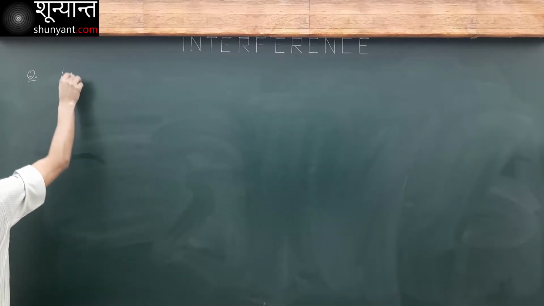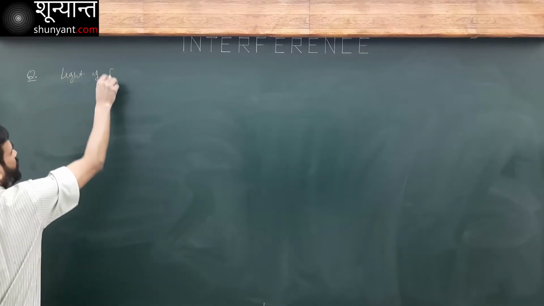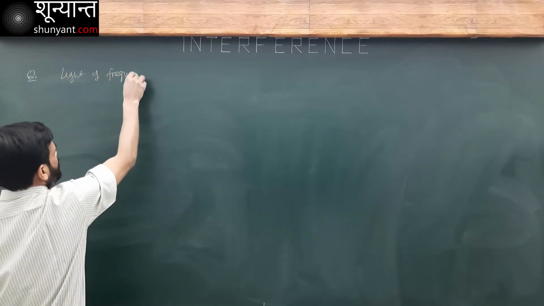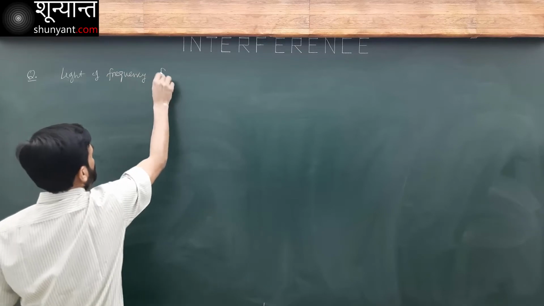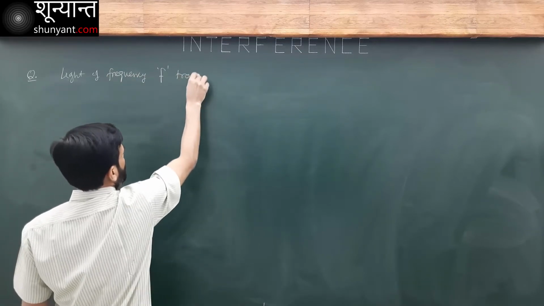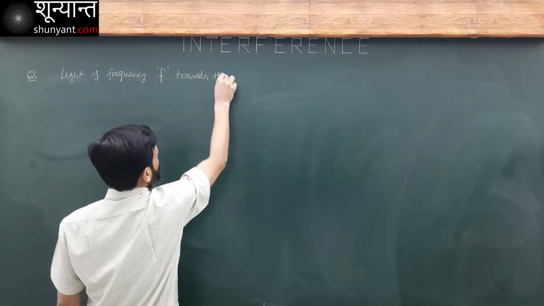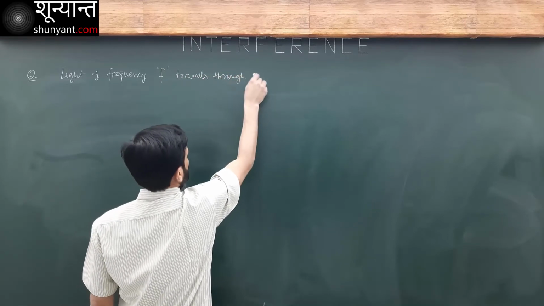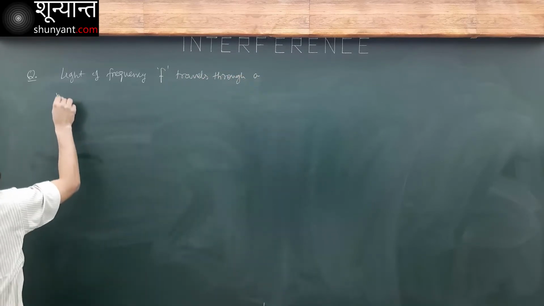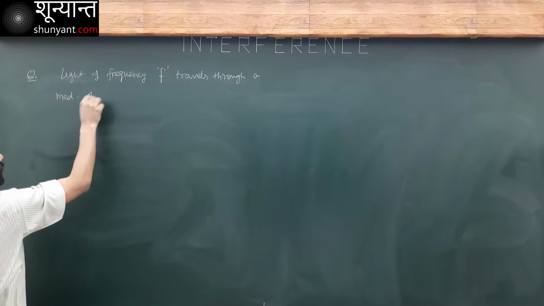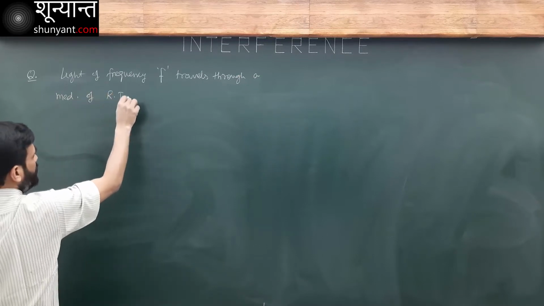Light of frequency F travels through a medium of refractive index mu.